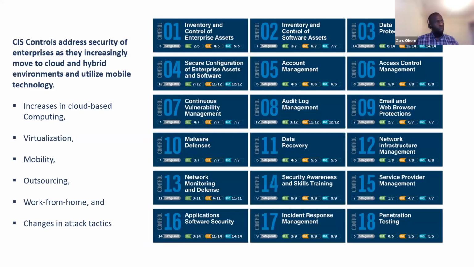This is the complete list with the explanation of each control. You can see here under control 1, we have things that we call safeguards. Under control 1, we have 5 safeguards. Control 2, we have 7 here, and control 3, we have 14. I'm going to explain more about what safeguards are, but for implementation group 1, if you are a small organization and you want to use the CIS controls to assess the security posture of your organization, it's good to use implementation group 1.